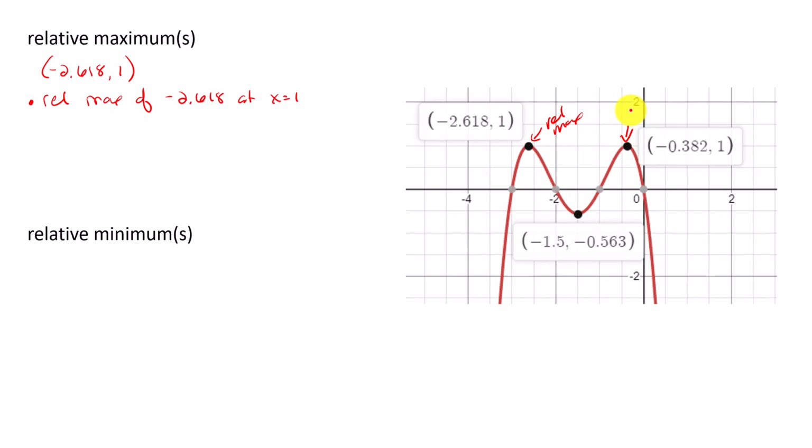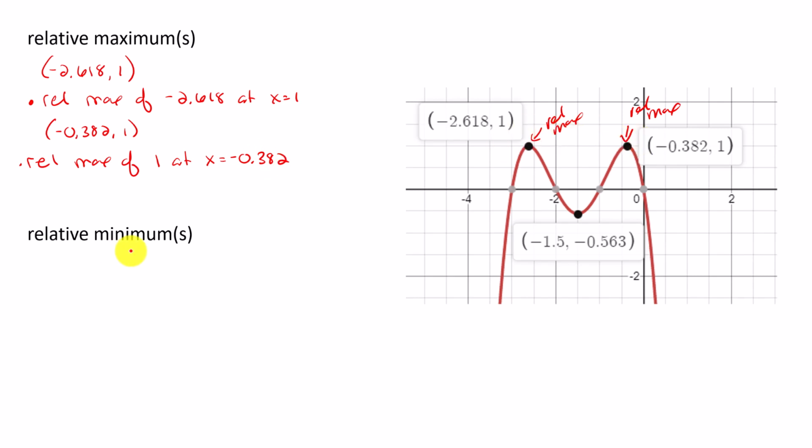This is also a relative max. So I have another relative max at -0.382, 1. So I would say relative max of 1 at x equals -0.382. And those are the only two relative maximums on this graph.